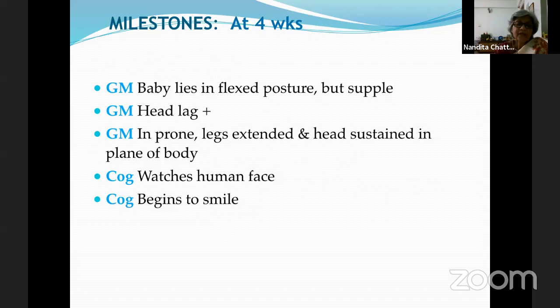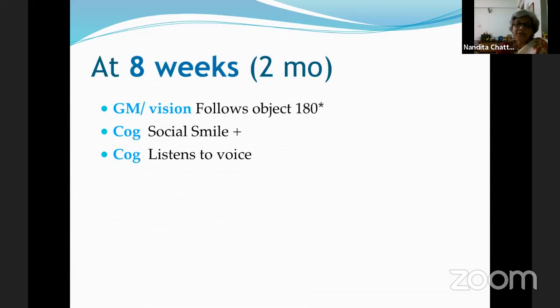Next slide. At 8 weeks, what happens? Now he has a social smile. He is looking at the mother, and he can follow an object with his eyes up to 180 degrees. And he learns to listen to voice. When the mother is talking to the baby, he will look at the mother.